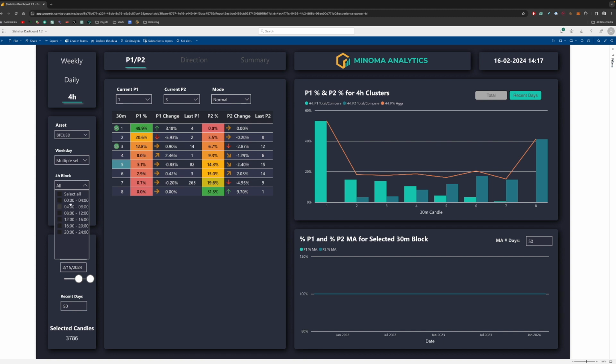So again, we have 6 4-hour blocks. These times are in time zone UTC plus 0, as you will know by now. And we have 6 of them, and we can select which one we want to filter on. So right now we're looking at the data for all of them. We can also select one.